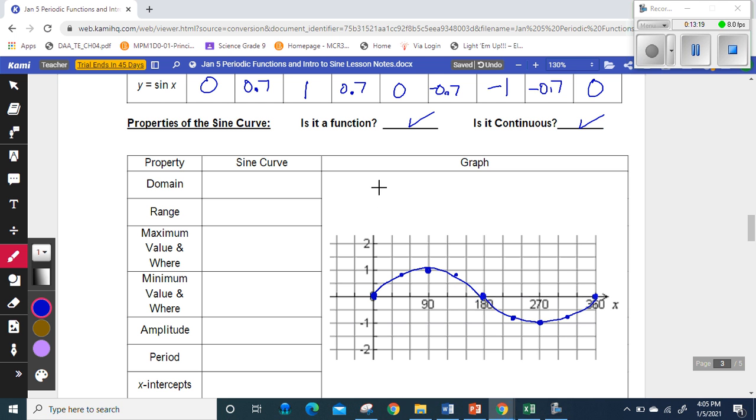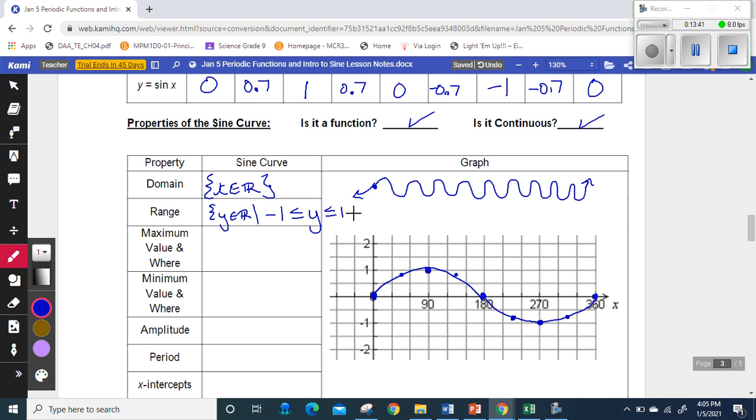Now this is a continuous function that goes on forever and ever. Which means you can stick in any angle and you're going to get an answer. So x is any real number. There's no restrictions. My y values certainly have restrictions because sine, unless we change it around, just lives between -1 and 1. So it's -1 less than or equal to y less than or equal to 1.